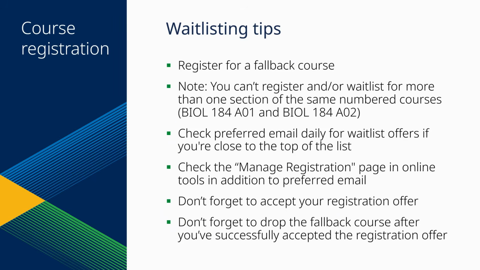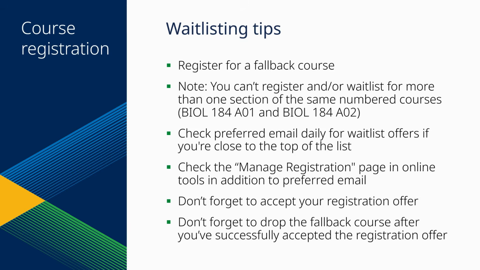So, some tips for waitlisting. If you register for the waitlist of a course, you can register for a fallback course, a course that you can be registered in, in the event that you did not make it to the top of the waitlist for that course. One important note is that you can't register and/or waitlist for more than one section of the same numbered course. For example, you couldn't be waitlisted for Biology 184 section A01 and then register for Biology 184 A02 as a fallback. It has to be a totally different course.